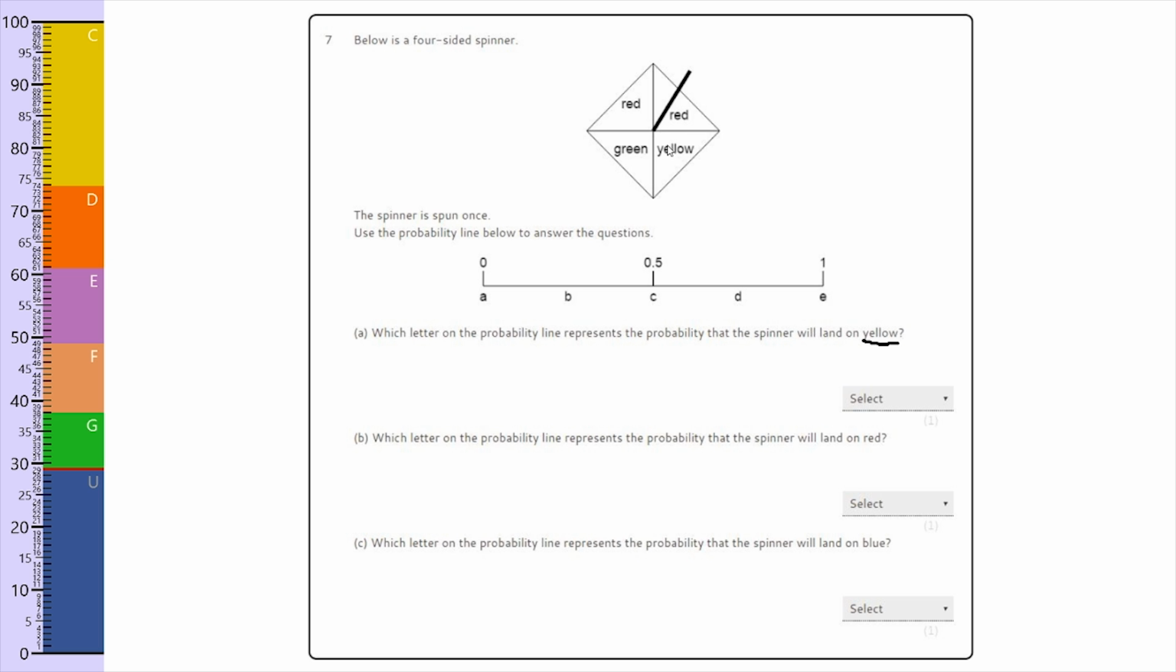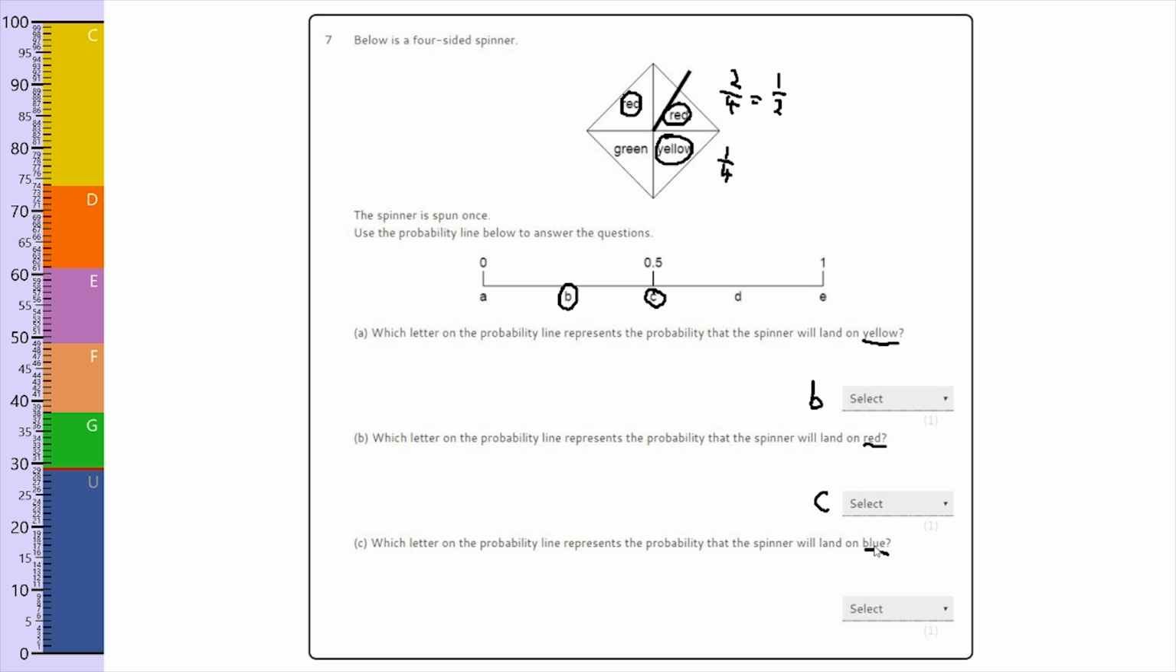So yellow, if you have a look at it on the diagram, there is 1 yellow. There are 4 in total, therefore the probability of getting a yellow is a quarter. So that would be B. So our answer there is B. It says red next. Well, with red, there are 2 of them on the diagram. So that's 2/4, which you will know is the same as a half. If you think about it, half of this spinner, the whole top half, is red. Therefore, it's going to be a 50% chance, or a 0.5 chance, which is labelled by C.